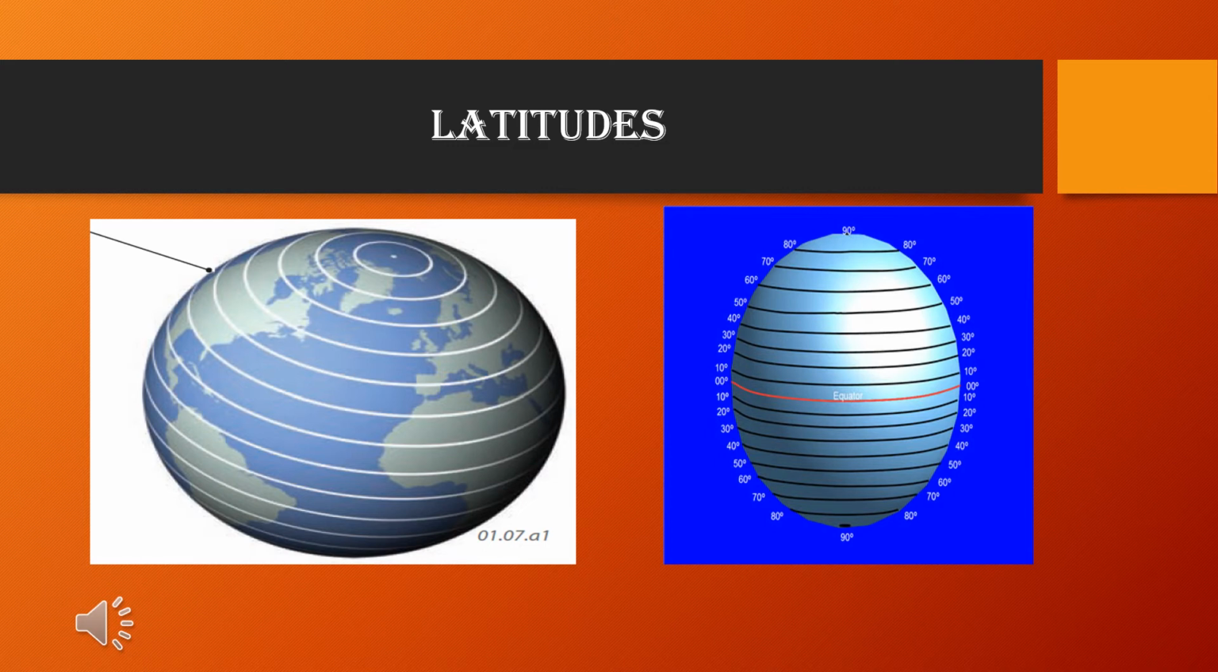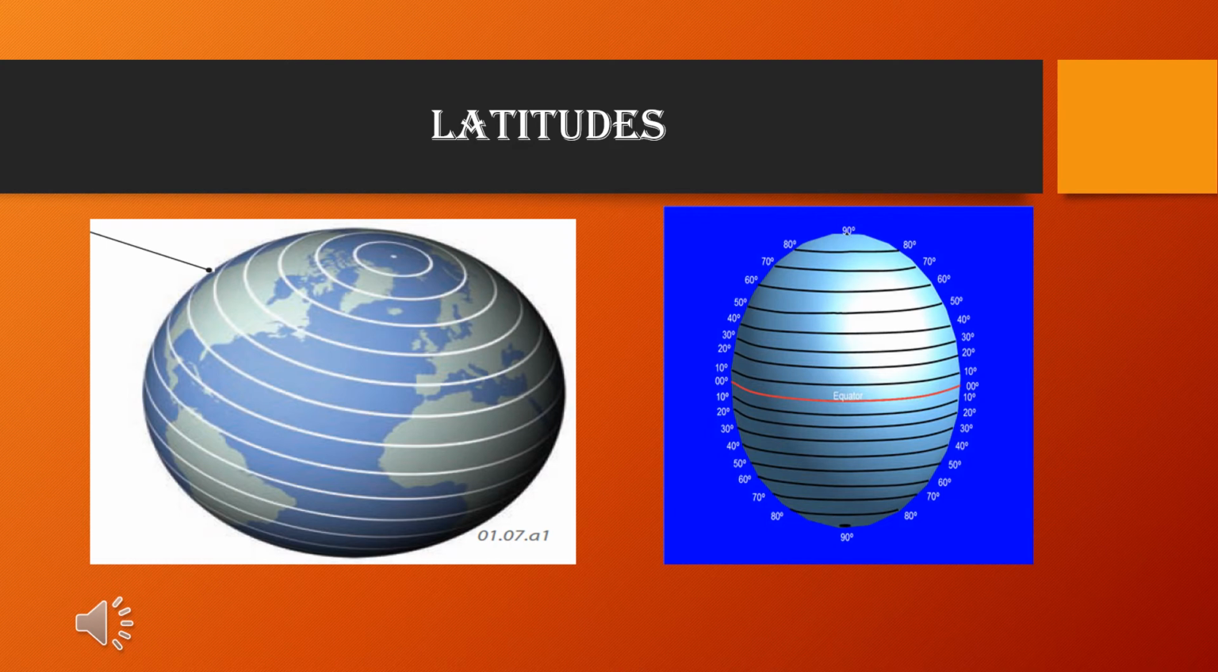There are a total of 181 latitudes, whereas 90 parallel latitudes are in the northern hemisphere and 90 parallel latitudes are in the southern hemisphere. And one is the equator, denoted with 0 degrees. Since the distance from the equator to the pole is 1/4 of the circle round the earth, it will measure 1/4 of 360, that is 90.